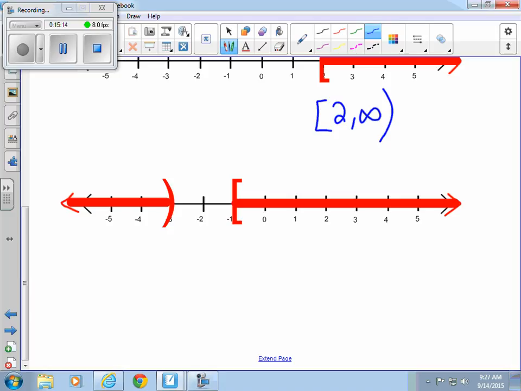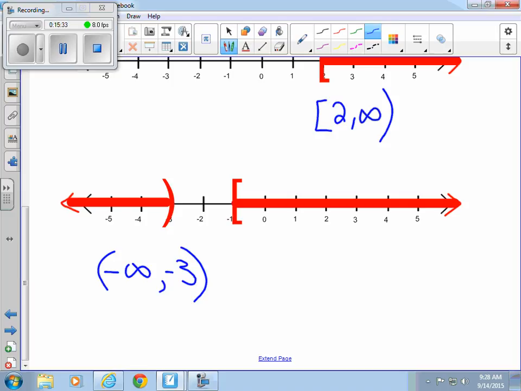Left-hand piece. Negative infinity goes on forever, so we're going to say negative infinity. And then it goes all the way up to negative 3. And because it has a parenthesis there, it will be a parenthesis. It means it's not including the negative 3.